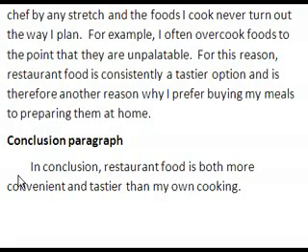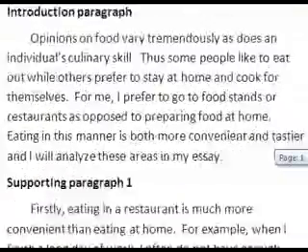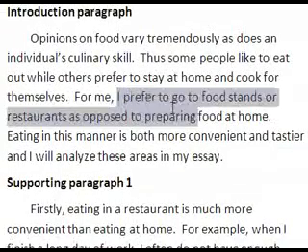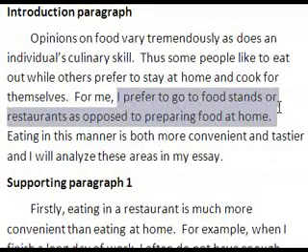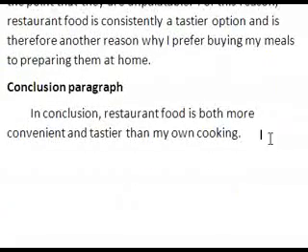Okay, that's a summary. So we talked about how it's more convenient, and we talked about how it's tastier in supporting paragraphs 1 and 2. The second sentence is a restatement of our thesis. So if we come back to our introduction paragraph and take a look at our thesis, I prefer to go to food stands or restaurants as opposed to preparing food at home. Now we just want to state this again in different words.